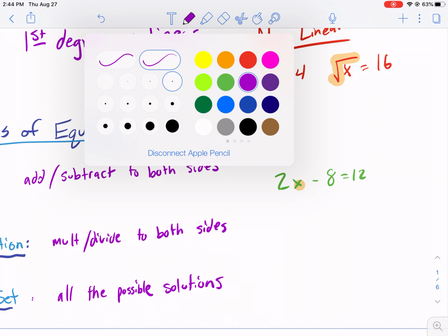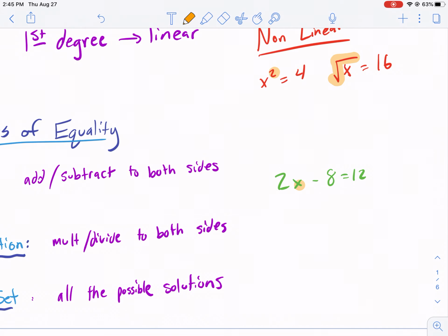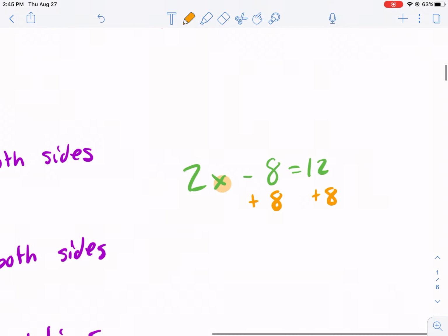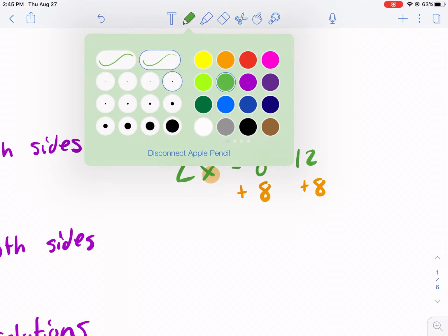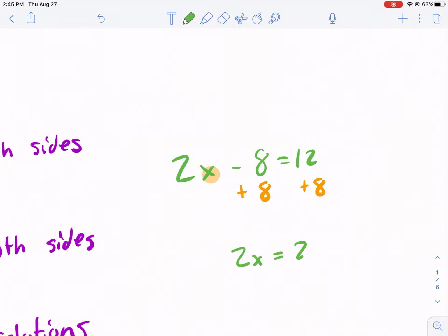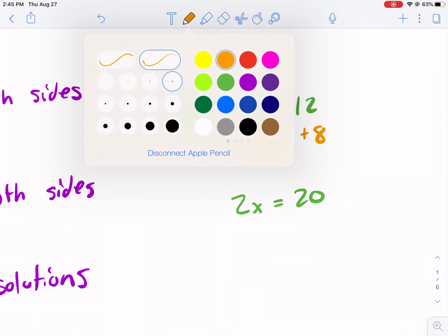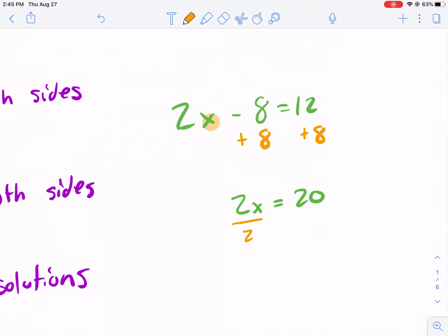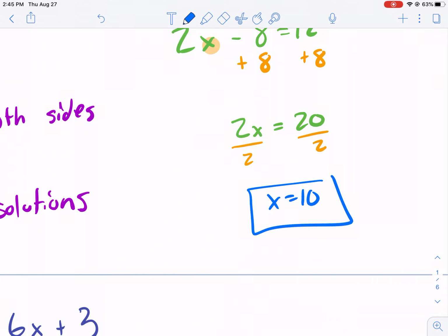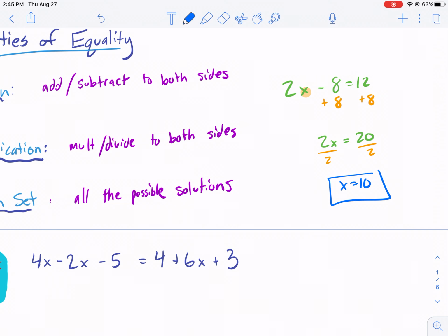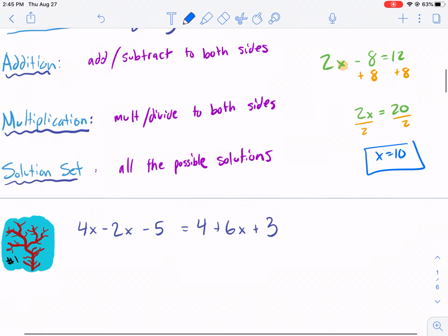So let's go ahead and start. I guess I'll use orange. The first thing we're going to do is use the addition property of equality to add something to both sides. We want to get the x isolated, so we add to both sides, and we get, let me go back to green, 2x equals 20. Now we're going to use, and this is actually the division property of equality, but it's the same. We could multiply by 1/2 if we wanted to, but we divide by 2. You guys have all seen this before, and we get our answer x equals 10. And that's our solution set.